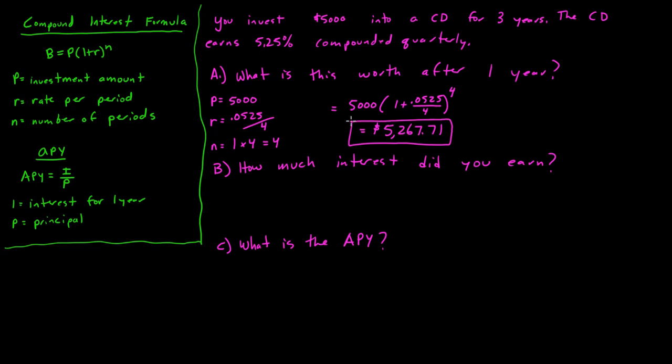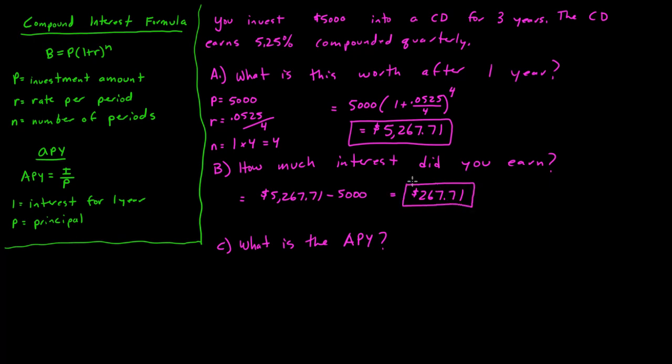The second part of the question was, how much interest did you earn? Well, if it's now worth $5,267.71, and its original investment was $5,000, the amount that it earned in interest is $267.71. That's our second answer.